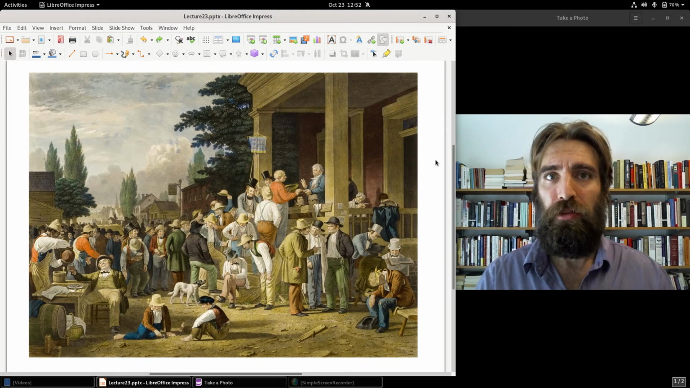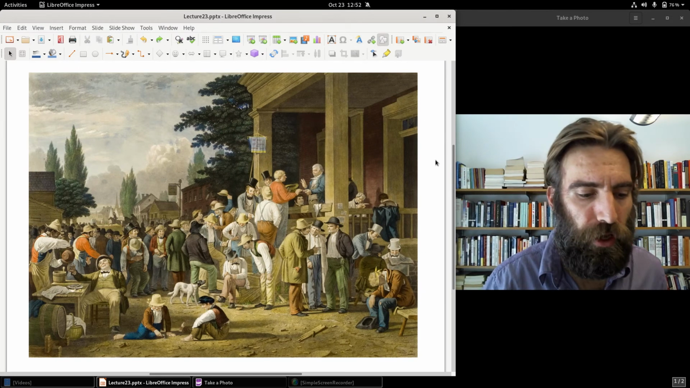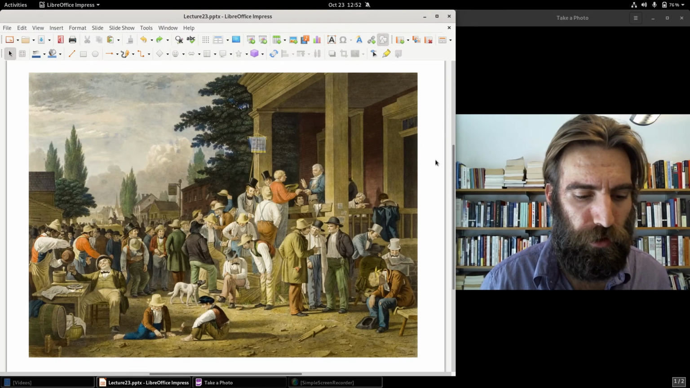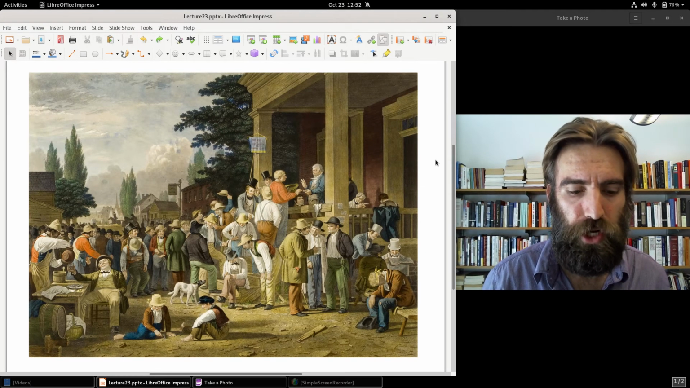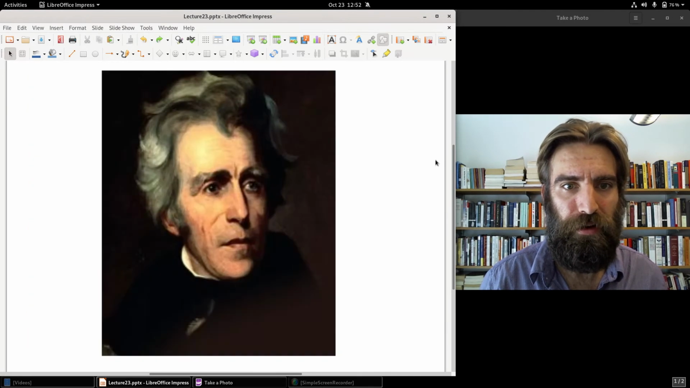Both men are from the West. Jackson from Tennessee, Clay from Kentucky. Who will capture this vote? And of course, it is Jackson. Jackson is the epitome of that democratic age.